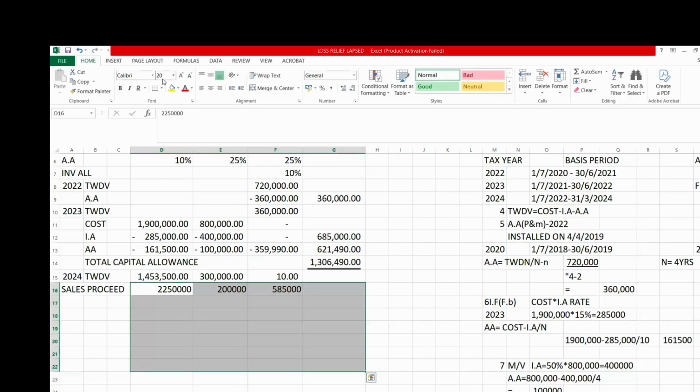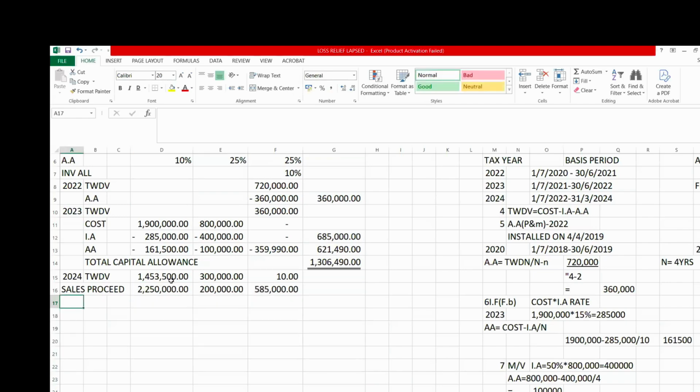So now to my question, if our sales proceeds are more than the tax written down value, what do we have? Balancing charge, which is an income. So now we have a balancing charge, which is the difference between the two, equals this minus this.